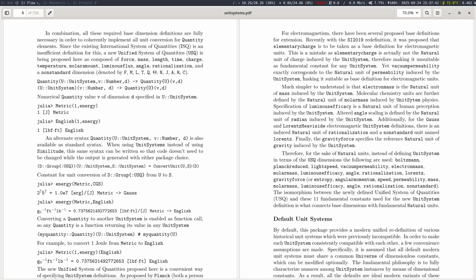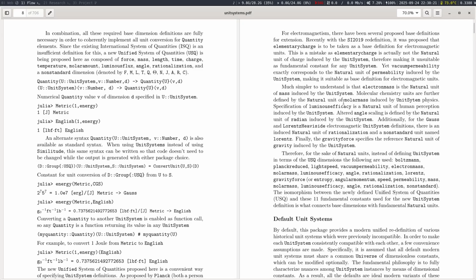So, when you have the complete vocabulary to express this like I do, then you can understand that vacuum permeability is actually a natural unit, and because it's a natural unit, it's appropriate to use it as a foundational definition for unit systems. Much simpler to understand is that the electron mass is the natural unit of mass induced by the unit system. So that's not very controversial.